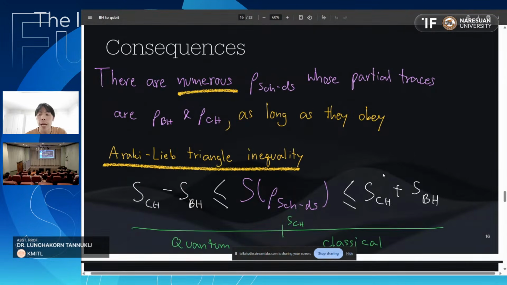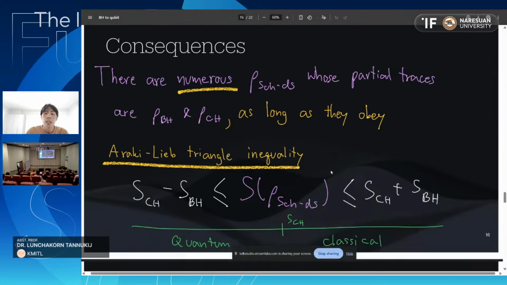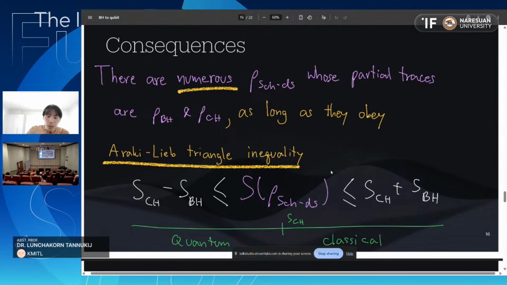So as I said, there are many ways to construct this. The limitation of constructing this is this inequality. For a quantum system, you can always correlate two quantum systems together as long as it doesn't violate this inequality. Now, the upper bound is the maximum classical correlation limit.